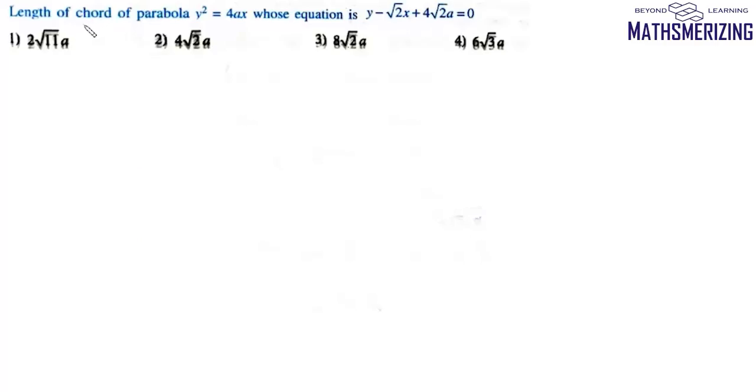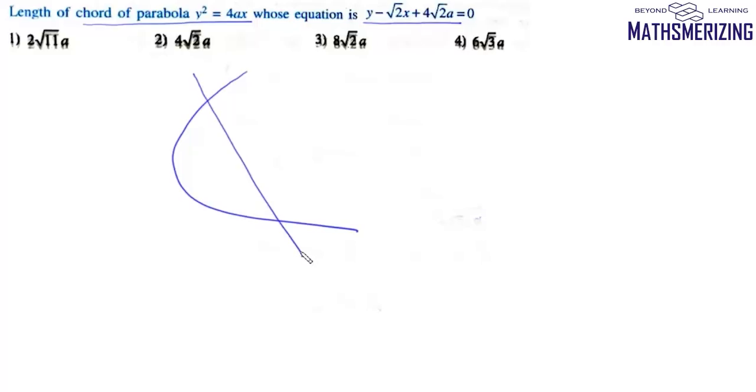Now here the question is: find the length of the chord of the parabola y² = 4ax, whose equation is y - √2x + 4√2a = 0. So we have this parabola, and then we have the chord of this parabola, which is y - √2x + 4√2a = 0, and we need to find the length of this chord. Suppose this is A and this is B. So we know that any point on this parabola, we can write it as (at², 2at).